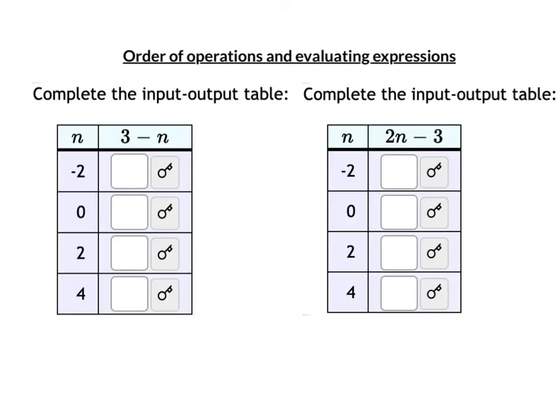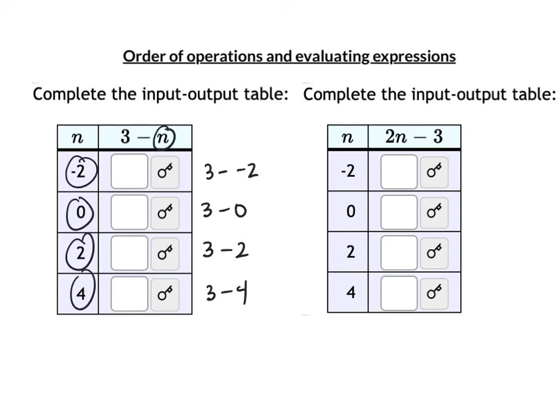Here are the last 2 examples. This is the same thing though. You have to follow the order of operations and you're evaluating expressions, you're plugging in numbers. This is 3 minus n, which is -2. This is 3 minus 0. This is 3 minus 2. And 3 minus 4. I'm taking these numbers and plugging them in right here for n.